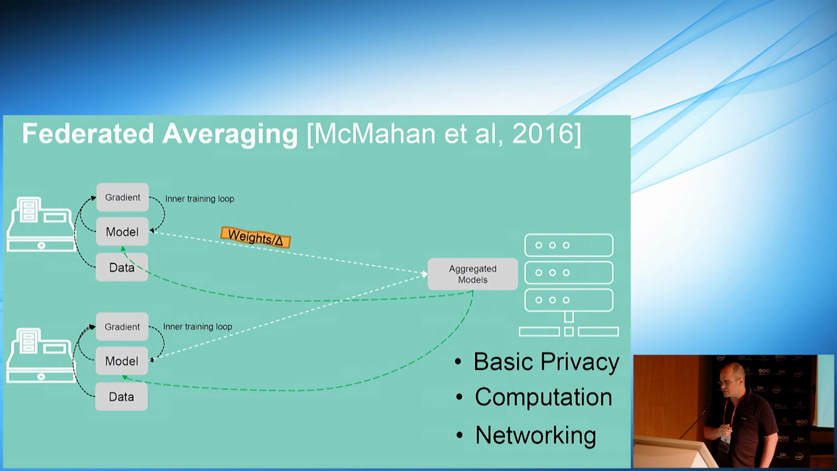So now we do get this basic form of privacy as before, and making substantial use of the computational power at the edge. And we seem to be gaining something by doing something about the networking issue as well.